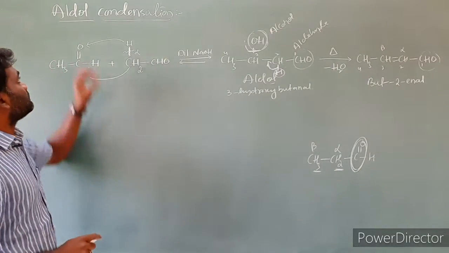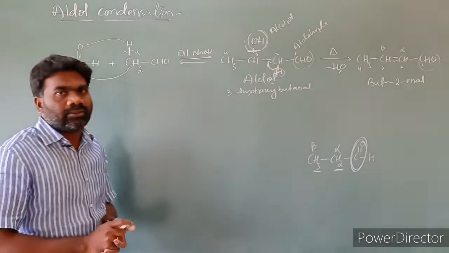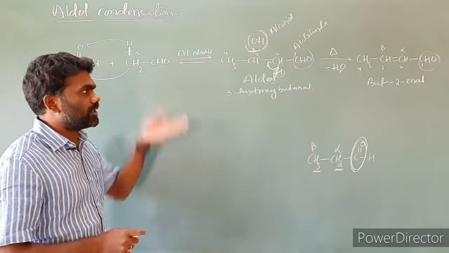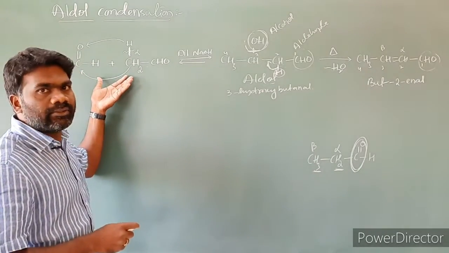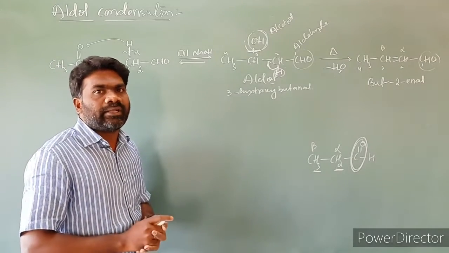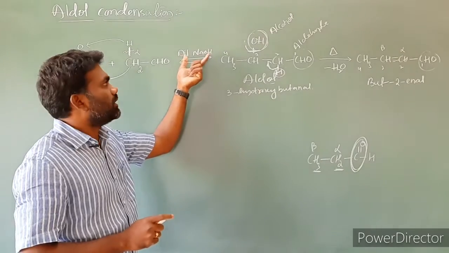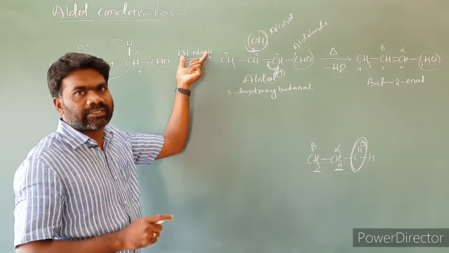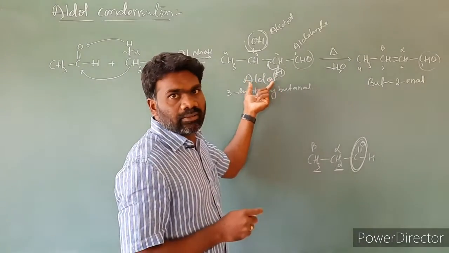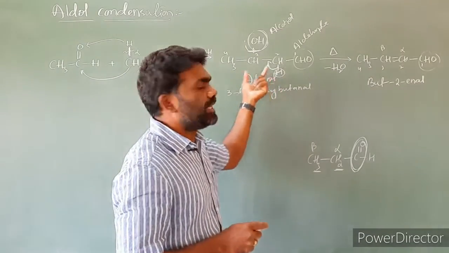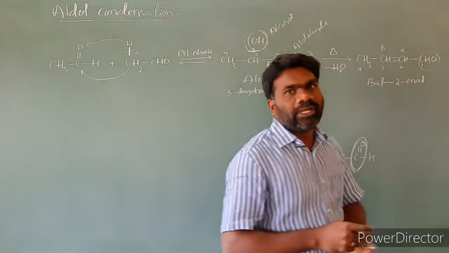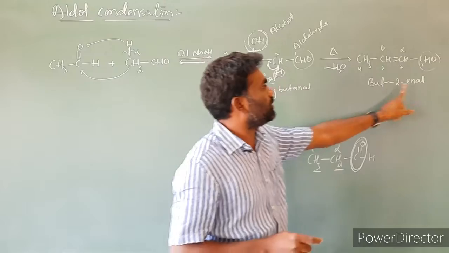Now coming to aldol condensation. You can take aldehydes, and ketones also. First I took aldehydes. Aldehydes or ketones having at least one alpha hydrogen undergo a reaction in the presence of dilute alkali, here sodium hydroxide as a catalyst, to give aldol. Upon heating this aldol, the product is an alpha beta unsaturated carbonyl compound. Here we get but-2-enal.